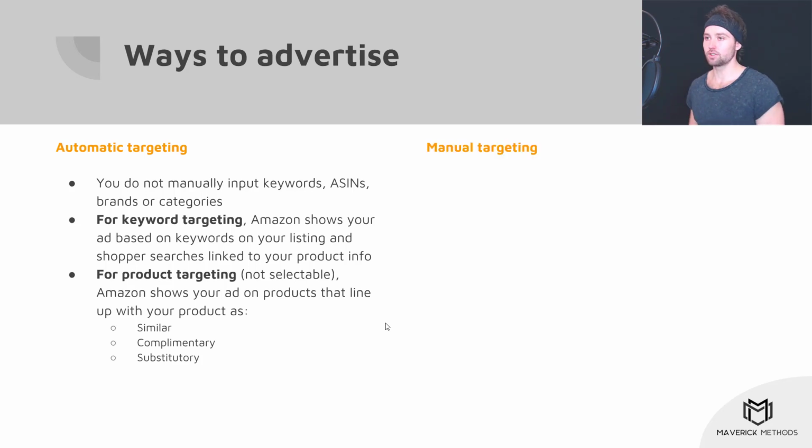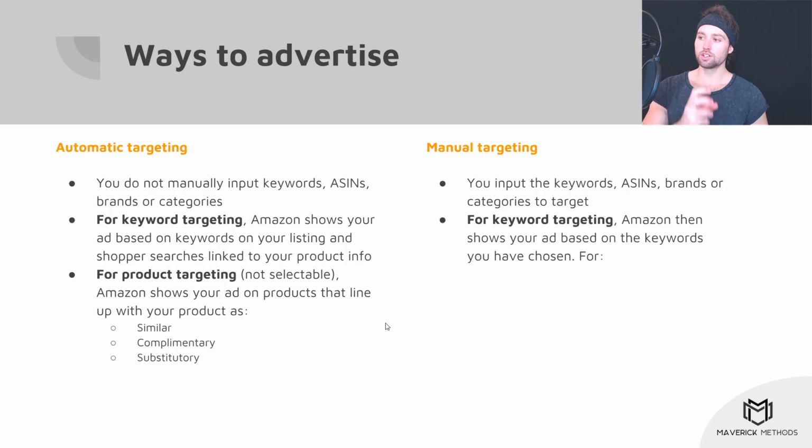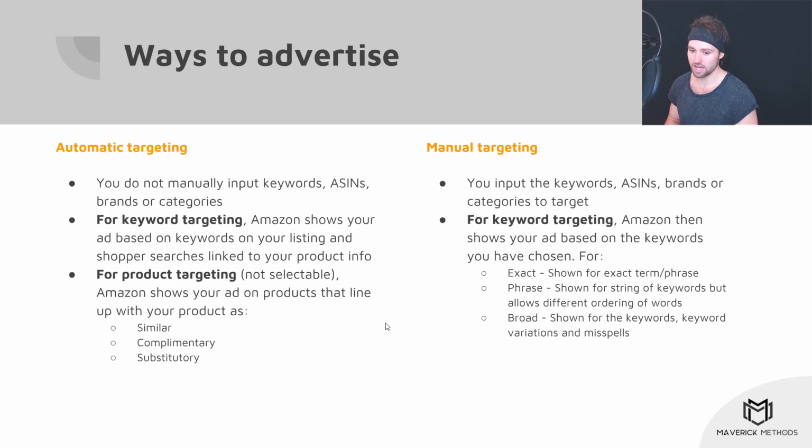On the other hand, with manual targeting, which we focus on today, you input the keywords, ASINs, brands, or categories that you want to target. For keywords targeting, Amazon then shows your ad based on the keywords you've chosen. So you could have chosen to run an exact match campaign, and then your ad is shown for the exact term or phrase you input. You could choose phrase match, and then your ad is shown for the string of keywords that you input, but it could be in any different order of those keywords. And lastly, broad match, where it's much broader. So you're shown for keywords, keyword variations, and misspells of those keywords.